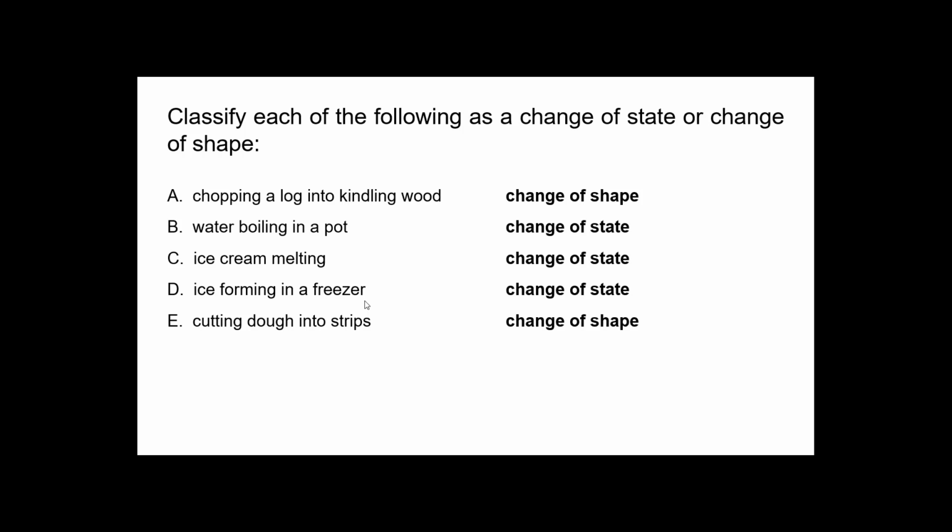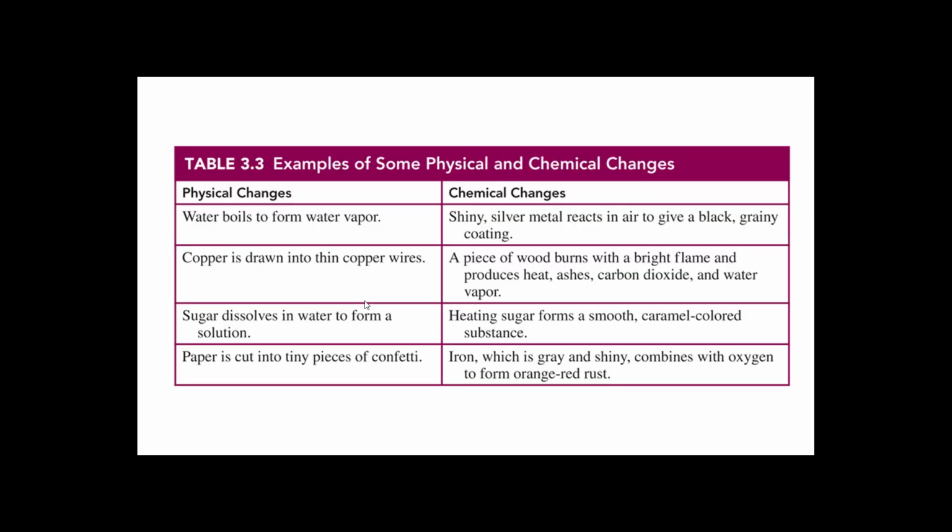Water boiling in a pot. Is the water still there even after it's boiled away? And the answer is yes, it's steam. Can't always see it, but it's steam. Ice cream melting. Sadly, if it's melted and you don't get to eat it, it's still ice cream. It's just really runny. So it's a change of state. Ice forming in a freezer is a change of state because if it's liquid water and it freezes, it's now a solid. That's a change of state. And cutting dough into strips. That is a change of shape. We're changing the shape of what it is.